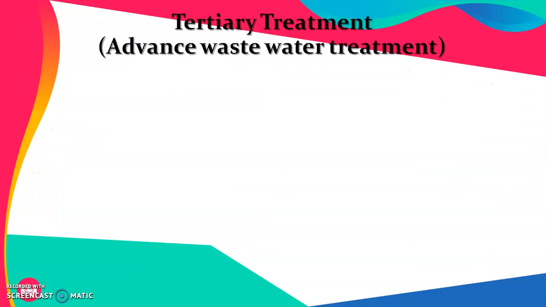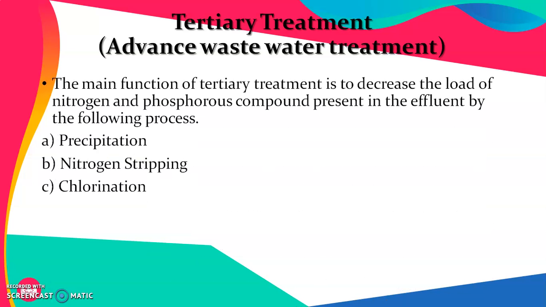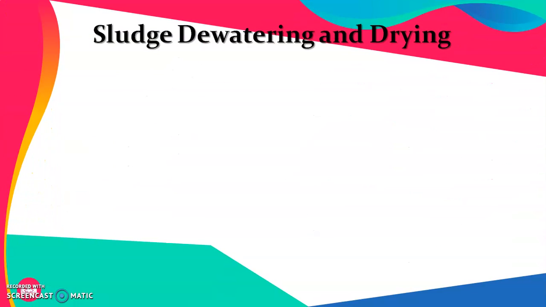Then come the tertiary treatments, which are also called advanced wastewater treatment. The main function of tertiary treatment is to decrease the load of nitrogen and phosphorus compounds present in the effluent by the following processes: precipitation, nitrogen stripping, and chlorination. Either one or more than one process can be used, but such processes are used to a very limited extent in Indian conditions, or rather very few plants use tertiary treatments in conventional wastewater treatment. Next are sludge dewatering and drying.